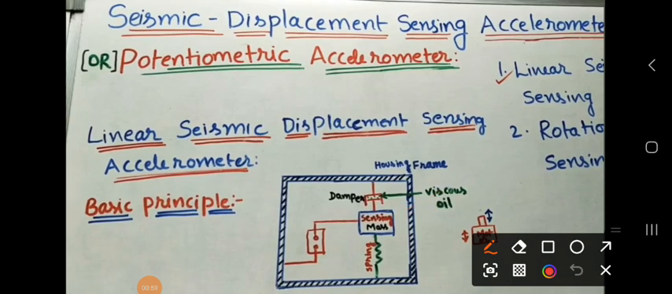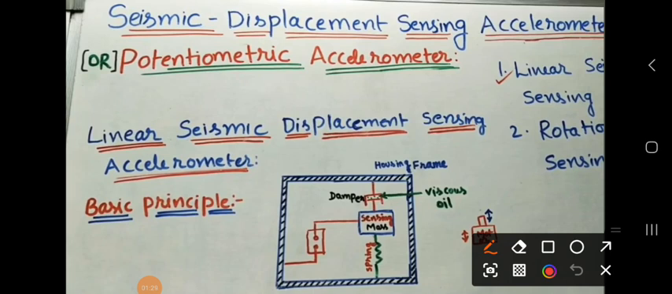Now we'll see the basic principle. First, the construction of this linear seismic displacement sensing accelerometer. It consists of a spring, sensing mass and damper, which are fixed in a housing frame. Here we have a rectangular housing frame, and in this we have a spring, sensing mass and damper connected.